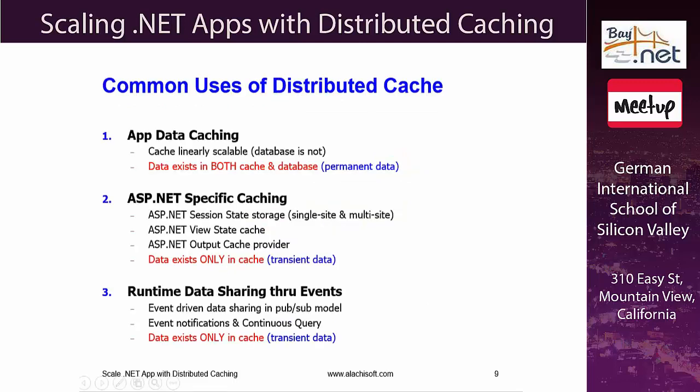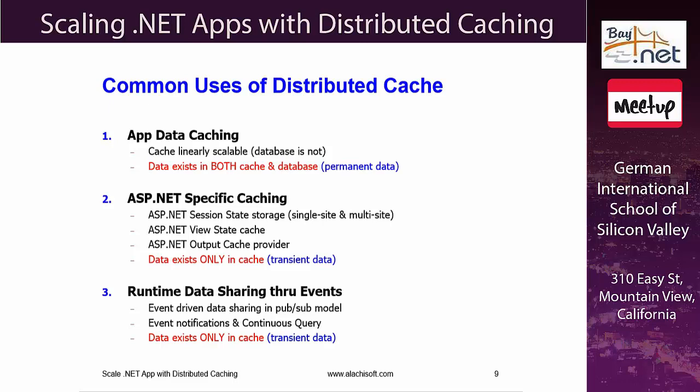So once you're convinced that distributed caching is something that you need, then the next question is, well, how do you actually use it? What are the different ways to benefit from it? So there are three common uses that we've seen, and that we also support in NCache, but these are pretty much common in the industry. Number one is application data caching. Number two is ASP.NET specific caching. And number three is runtime data sharing through events.